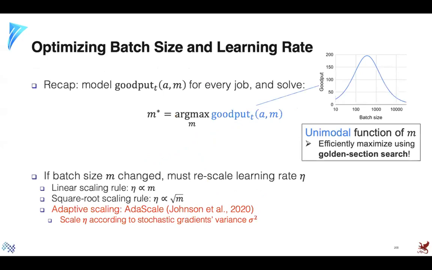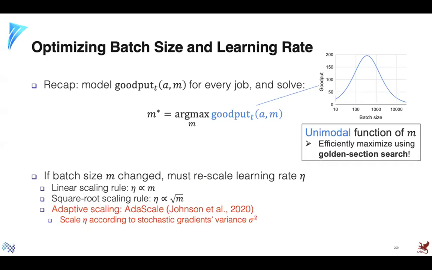And once we have the predictive models for statistical efficiency and system throughput, and thus we can model the goodput for different resource allocations and batch sizes, we're able to easily solve this optimization problem by finding the batch size that maximizes the predicted goodput for our training job. And this can be done by realizing that this function is a unimodal function of the batch size, which can be efficiently maximized using something like golden section search.